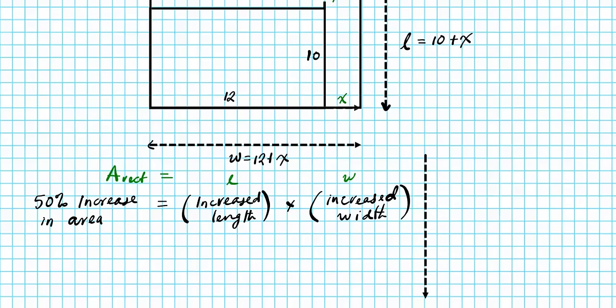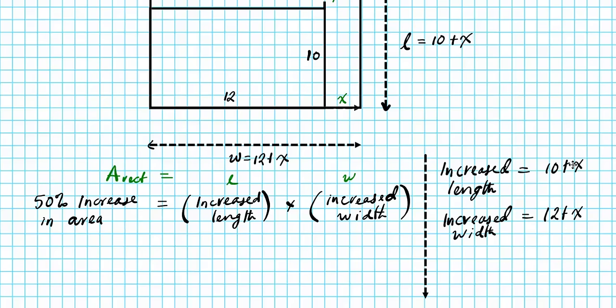Okay, so let's indicate what these components are. So our increased length is what? Our increased length is 10 plus x. Okay, and then our increased width is what? 12 plus x. Okay, so these are the two dimensions that we're going to be multiplying to get the 50% increase in area. So what on earth is a 50% increase in area? Well, let's go ahead and calculate it.